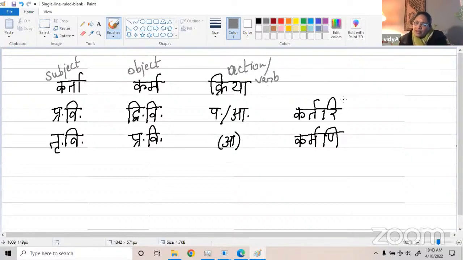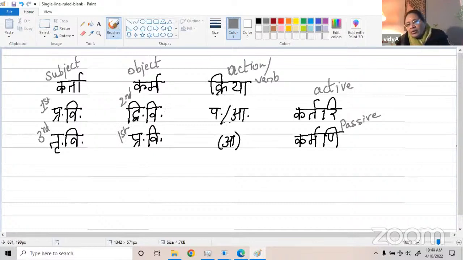Kartari prayogaha. I should have added the word prayogaha: kartari is active, and karmani is passive. Okay, we'll come back to that. Prathama vibhaktihi is the first case, tritiya vibhaktihi is the third case, dvitiya vibhaktihi is the second case.